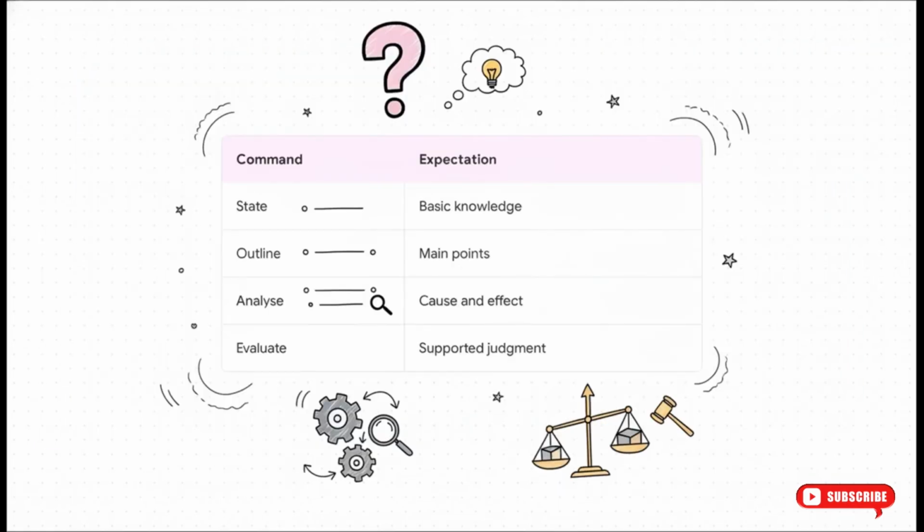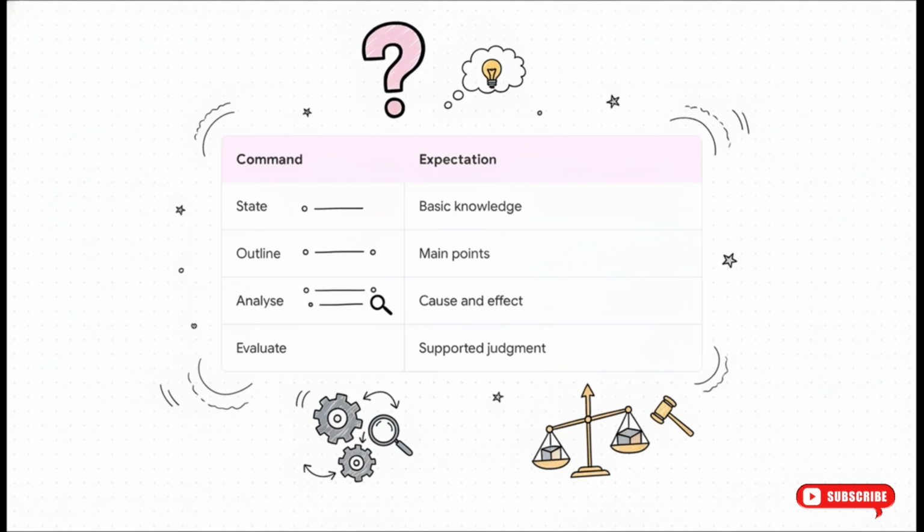So let's act as a translator for the rest of the examiner's secret language. If you see state or identify, they just want basic knowledge. Literally one clear sentence or even a quick bulleted list. Done. Outline means you need to give the main points with a really short link to the context, but no deep wandering detail. 2 sentences max.